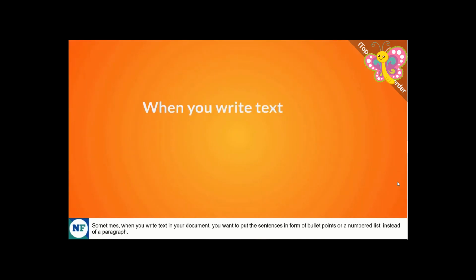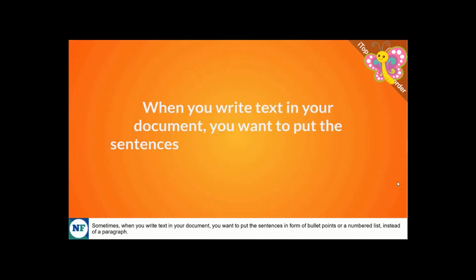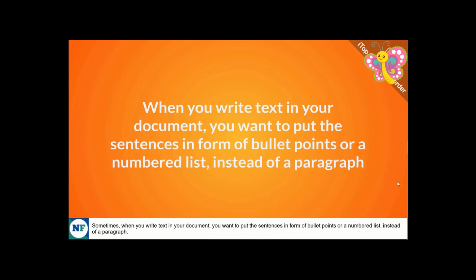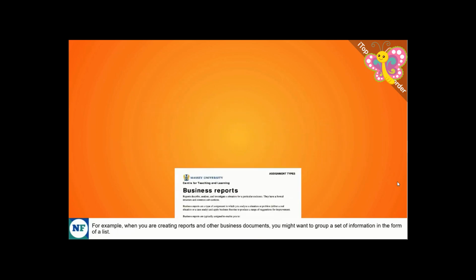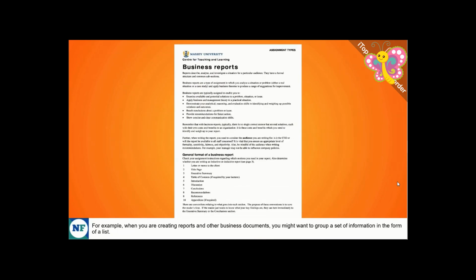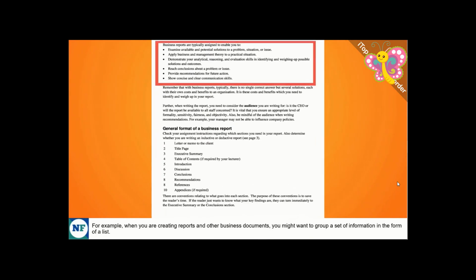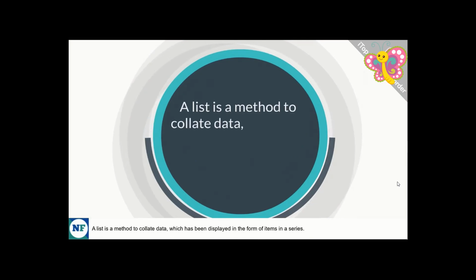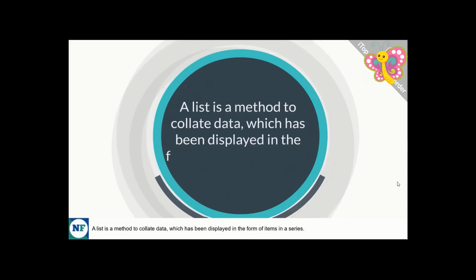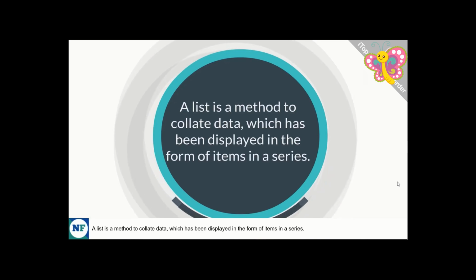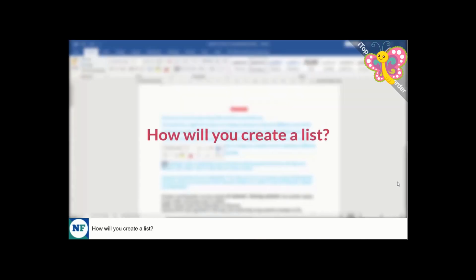Sometimes, when you write text in your document, you want to put the sentences in form of bullet points or a numbered list instead of a paragraph. For example, when you are creating reports and other business documents, you might want to group a set of information in the form of a list. A list is a method to collate data, which has been displayed in the form of items in a series. How will you create a list?